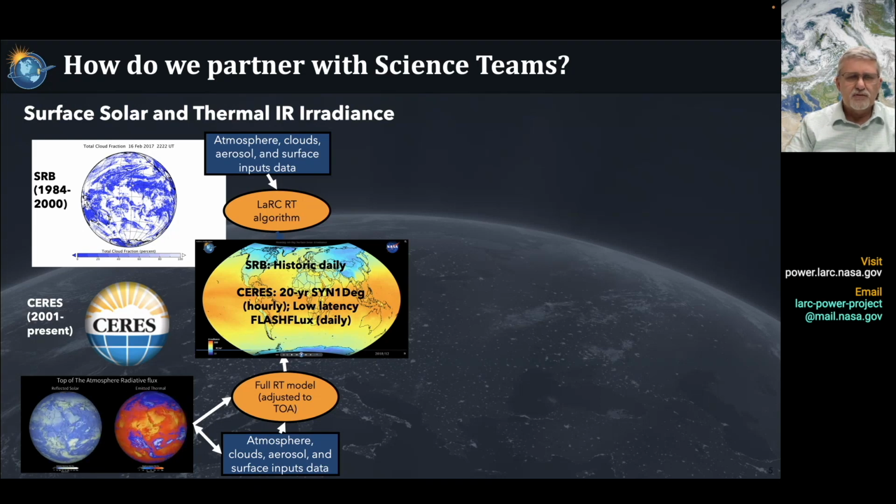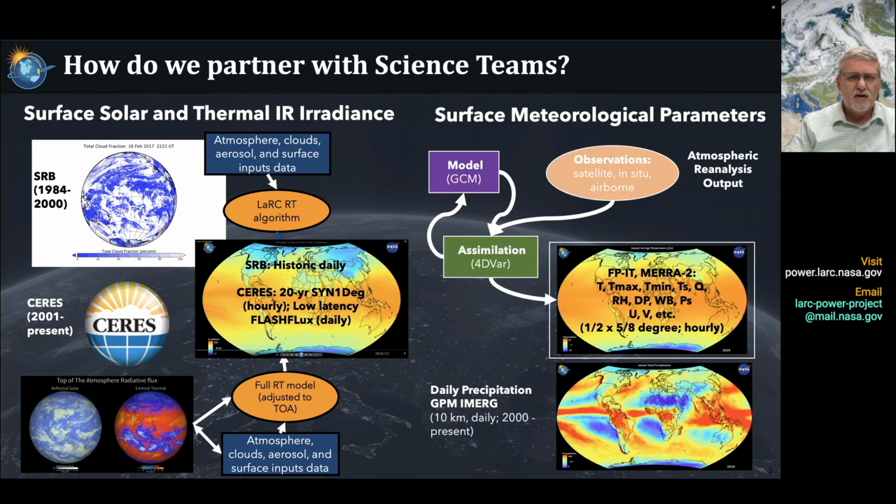But through the years, as we interacted with the community, we found that they also needed information about the surface meteorology. So how hot is it? What's the maximum and minimum temperatures? How about the surface skin temperature? These are parameters that are important for RETScreen, actually. And these come from a different process. It's called an atmospheric assimilation model.